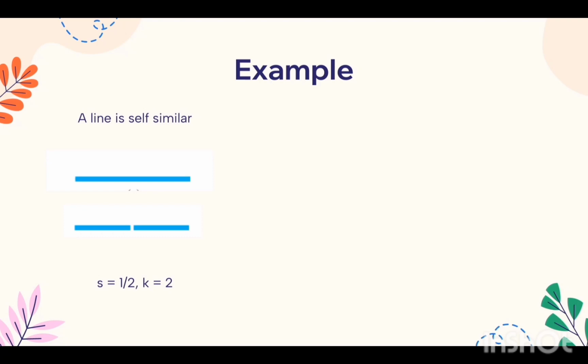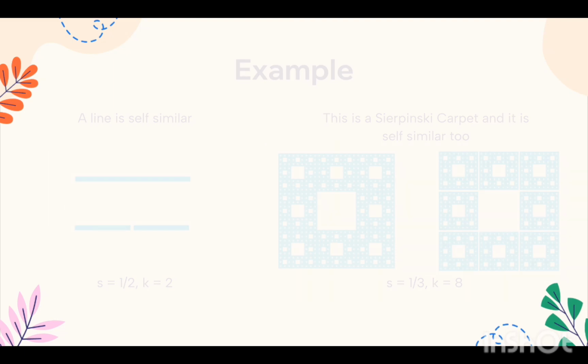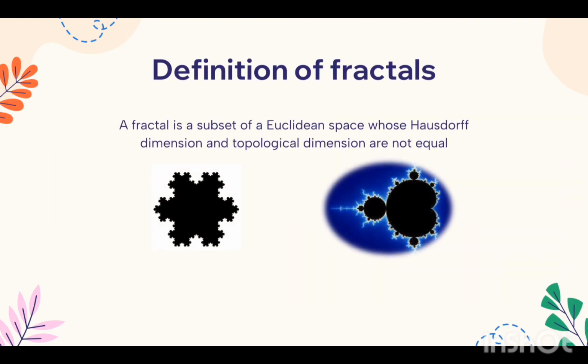The next example is a shape that is not common for us. This shape is called a Sierpinski carpet, and it is self-similar too, with s equals 1 over 3 and k equals 8. Now, we are going to give a definition for fractals. A fractal is a subset of Euclidean space whose Hausdorff dimension and topological dimension are not equal.